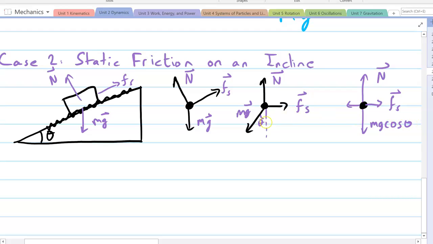And since the other one's the opposite of the angle, the one that goes like this is the opposite one, this one's the sine. So this is mg sine. So now let's continue using this.